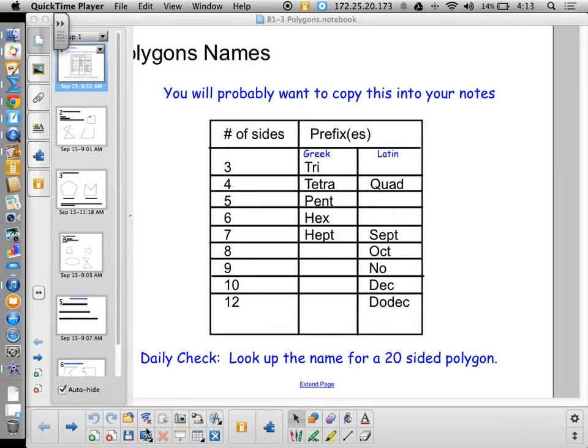Today we're going to look at the idea of polygons and what makes up a polygon, how do we name a polygon, that sort of thing. So polygons are our topic du jour.